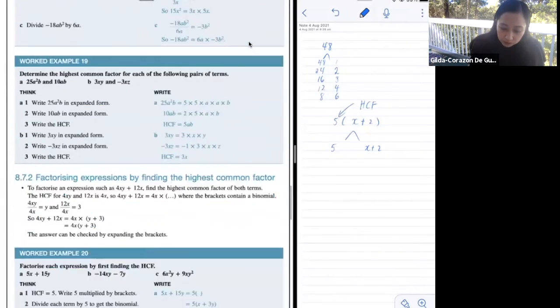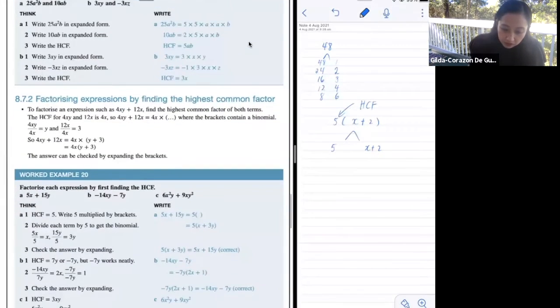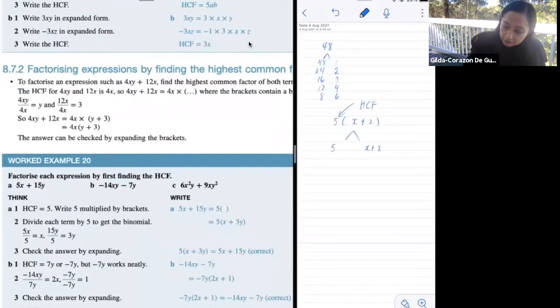For example, let's go to this one here. When we have 5x plus 15y, we look at each of the terms, right? Again, we said that the terms would be separated by a plus or minus. So this is one term, that's another term, right? We want to look for the highest common factor, the factor that's common to both 5x and 15y, right? Which is the highest one?